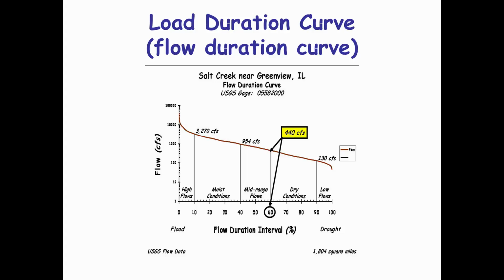Other numbers that are illustrated on there: 90% of the time 130 cubic feet per second would be exceeded. 954 CFS would be exceeded 40% of the time. 3,270 cubic feet per second would be exceeded 10% of the time. So the higher the flow that you're looking at, the less percent of time that flow would be equaled or exceeded.